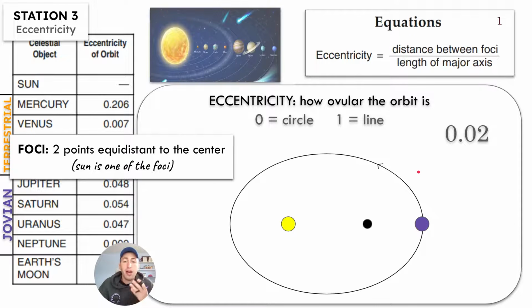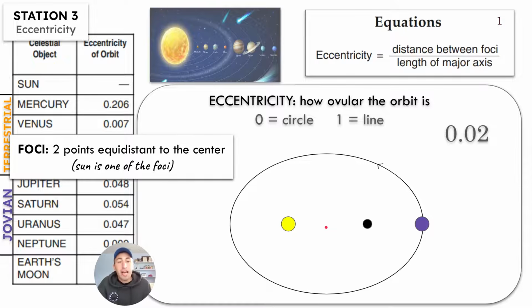foci. The foci are 2 points that are equidistant to the center of that oval right here. So that's called the foci. The sun is one of the foci when we talk about planets orbiting around the sun. The sun is at one focus, and the other focus is an imaginary point in space that is equidistant with the sun to the center. This is the center of the circle. Therefore, the 2 foci are 2 points that are equidistant to the center.